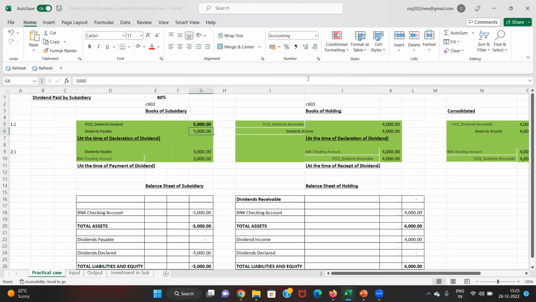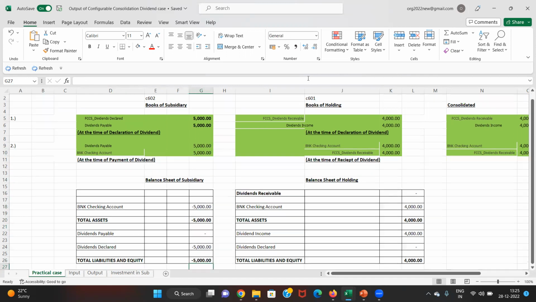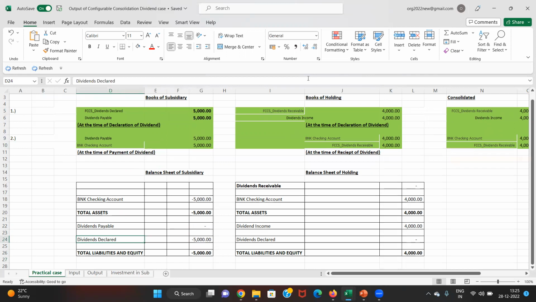So in our use case, the amount of dividend that has been declared by the subsidiary is say 5,000 USD. So for that, the subsidiary would pass the following journals in their ERP system. The entries would be dividend declared debited, dividends payable credited, and when the same is paid, the dividends payable would be debited and the bank account would be credited. So the net effect in the subsidiary's books of accounts, under the equity side, the dividends declared amount would get debited, that is a negative of 5,000.